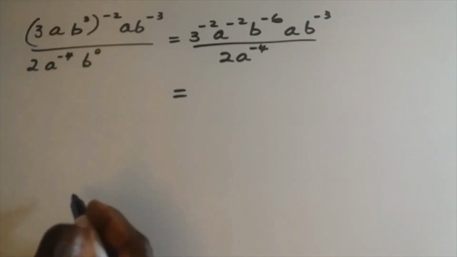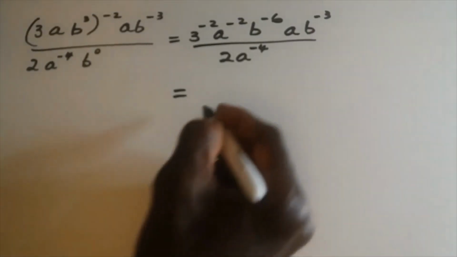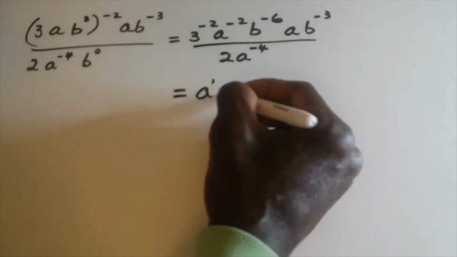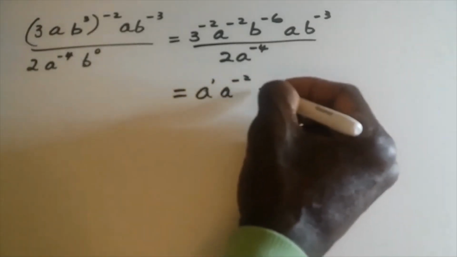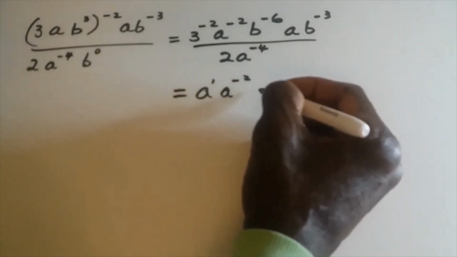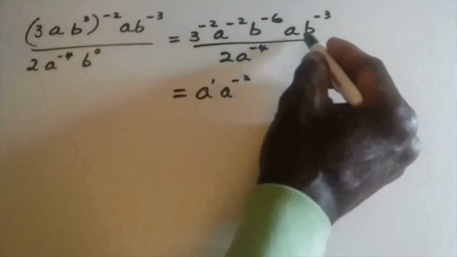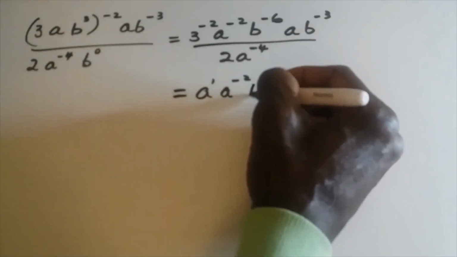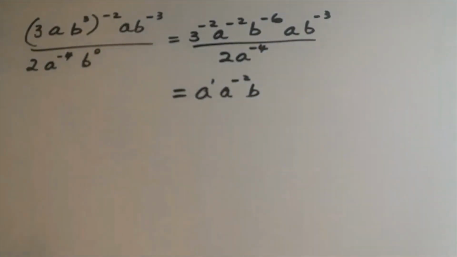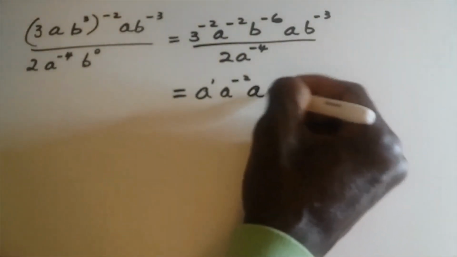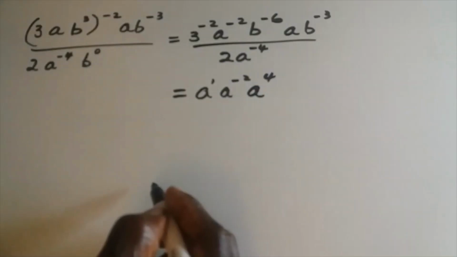Now we'll group like terms and then simplify. So we have a to the 1, which is a, to the minus 2. We have b. We'll just move the a to the minus 4 to the numerator, and that becomes a to the 4th power, so we can group all the a's just in this first step or second step.